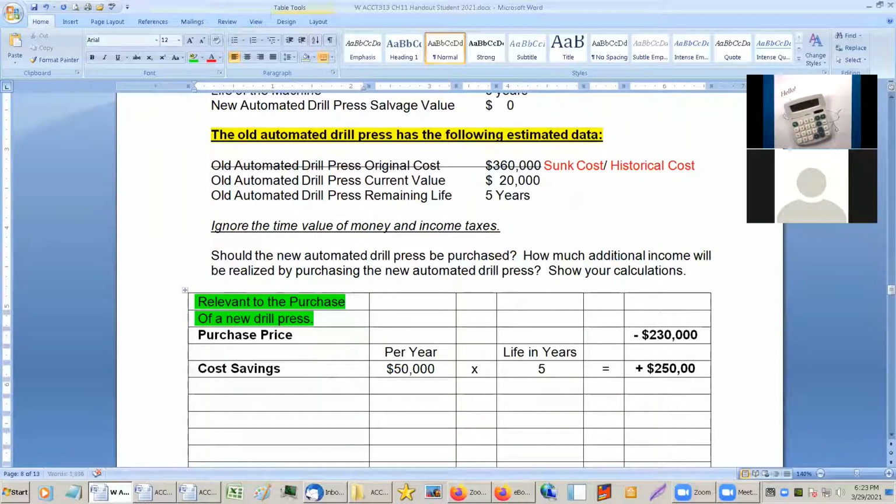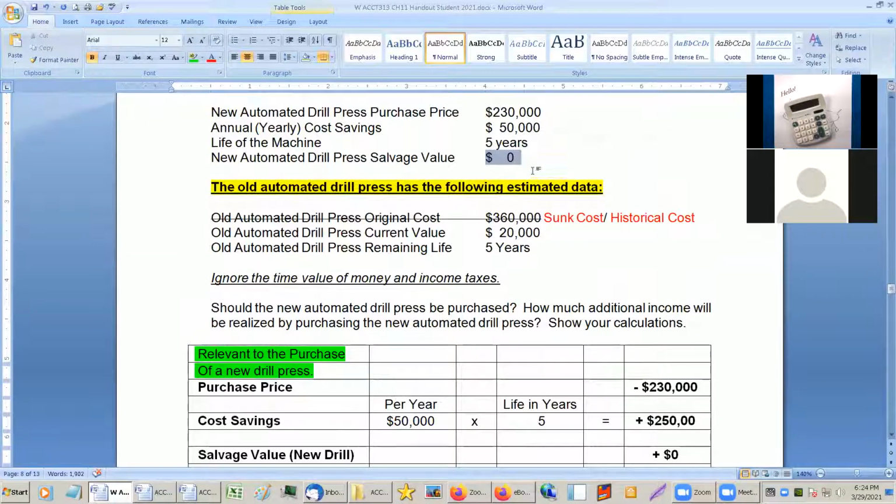So I'm going to put in salvage value. And this is going to look completely stupid, but here's why: if there was a salvage value, I should mark that differently. And this is for the new machine. If there was a salvage value, it would be relevant. But in this case, it's 0, so it doesn't make any difference.